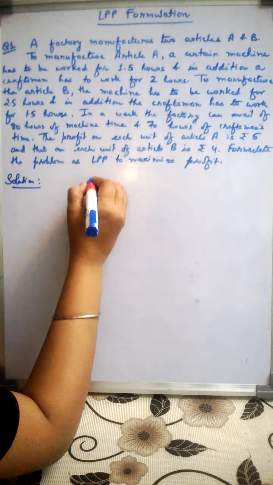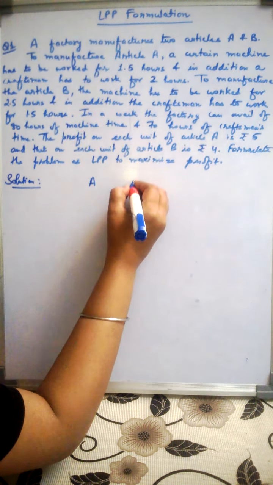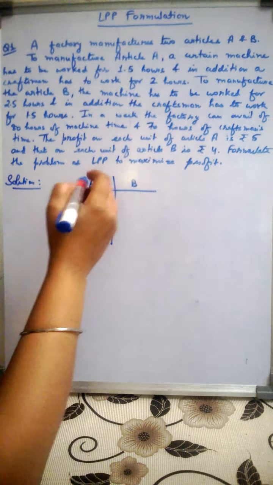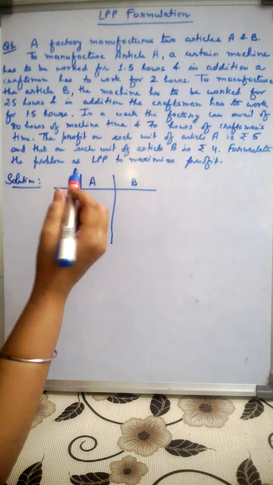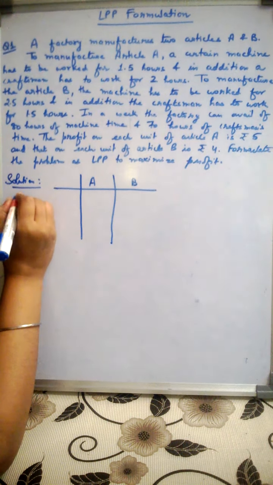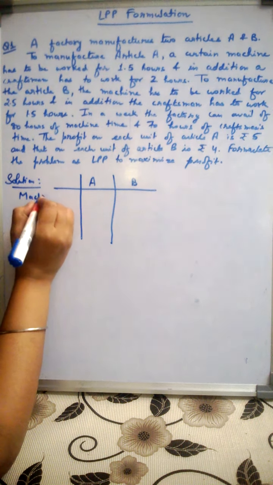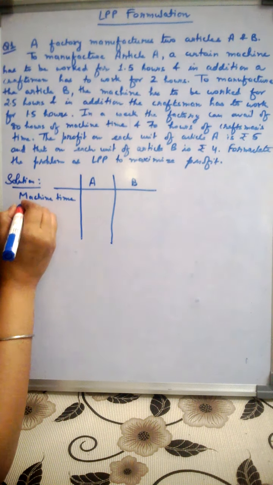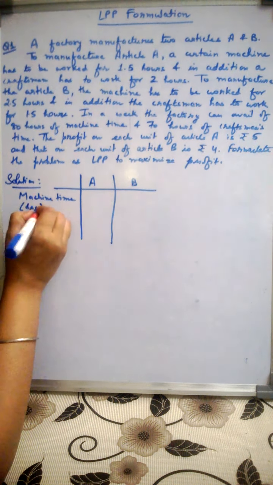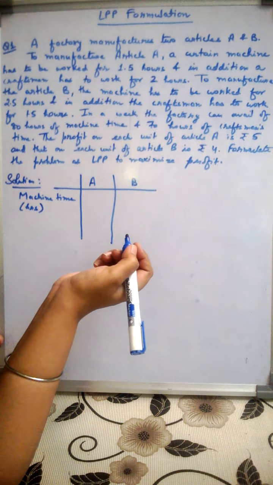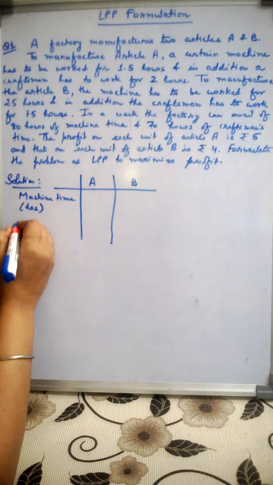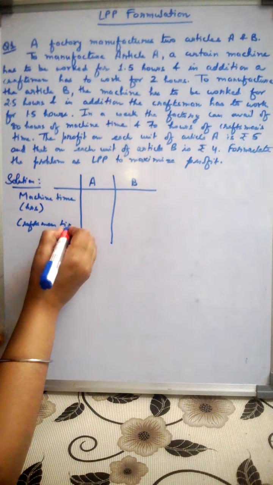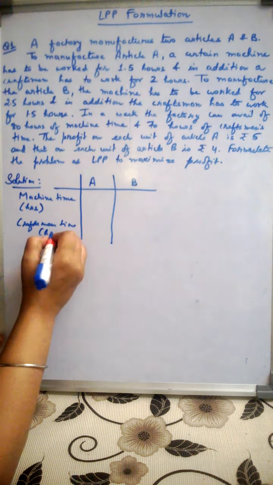Since the company is manufacturing two articles A and B, and in order to manufacture both A and B, machine time is required, that is, both the articles A and B are to be worked on the machine first and then later on they are to be assembled by the labor. So craftsman time is also required, which is also in hours.